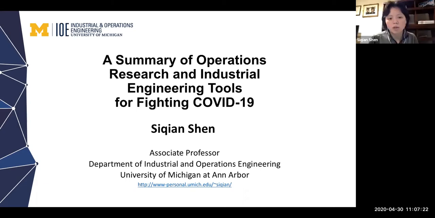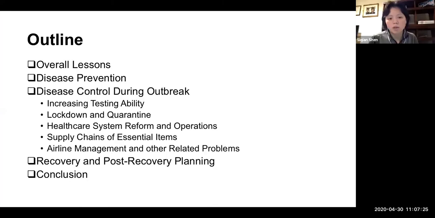The outline of my talk is the following. I will first start with some overall lessons, what motivates us to think about these problems. Then we put the problems into categories: the problems that are necessary to address during the disease prevention phase, versus if the disease has already had an outbreak and how we control it. As you can see, there are many different parts that we can think about as systems engineers and try to find ways to improve the current situation. And then, hopefully as the disease comes down, we will also need to deal with other issues in the recovery and post-recovery planning phase, and then the conclusion.